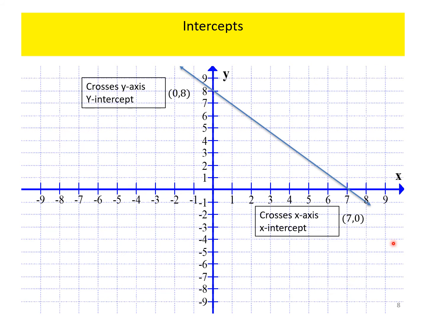Coming here, looking at this line, it crosses the x-axis. It's the x-intercept. X is number 7, because from 0 we went along x is 7. The y has to be 0, or it would not be sitting on this x-axis.